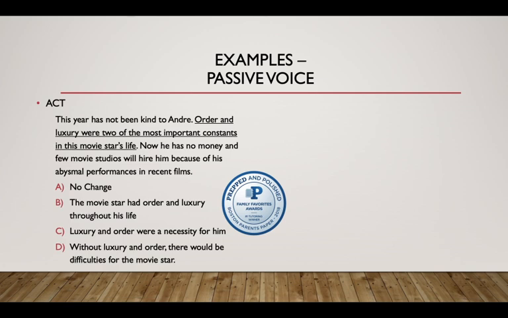The movie star had order and luxury throughout his life. Luxury and order were a necessity for him. Without luxury and order, there would be difficulties for the movie star. Whew, you can tell that it's a lot of words being used here. Well, what is my subject and what is my object? Based on this sentence, it seems like it's the movie star, right, Andre? Well, if we're looking at this, the only one that has the movie star doing any kind of action is B. I like these questions. Sometimes it's very obvious once you read the context what the correct answer is.